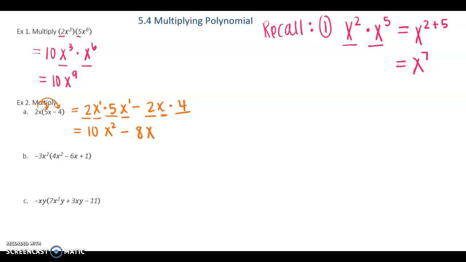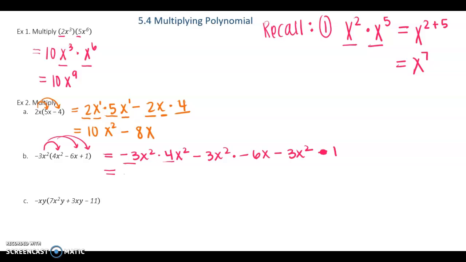All right, the next one, same thing. You're going to distribute that in. And that'd be 3x squared times 4x squared minus 3x squared times negative 6x minus 3x squared times 1. And then you simplify each one of those. So that gives you a negative 12. And then I'm going to add the exponents. So that's x to the 4th.